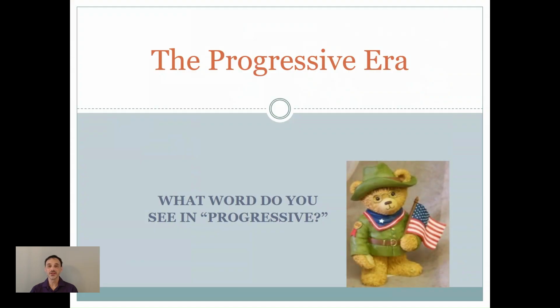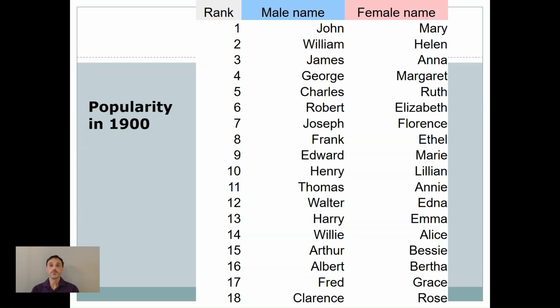This is the time period when the problems from the Gilded Age will finally be brought to light, and both people and the government will begin to make changes to affect positive outcomes. The word progress is obvious, right?